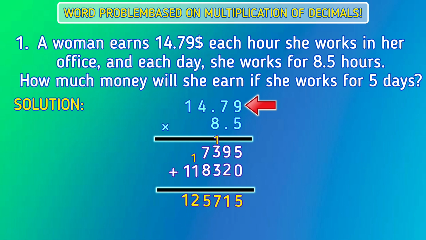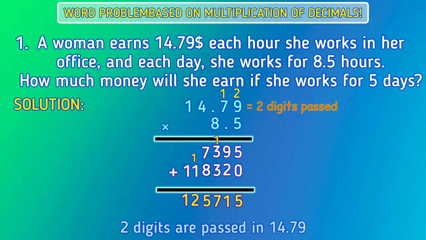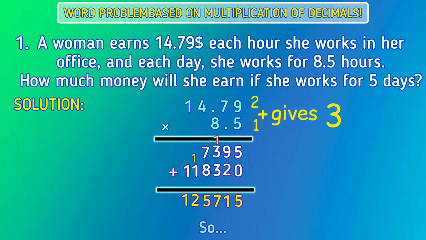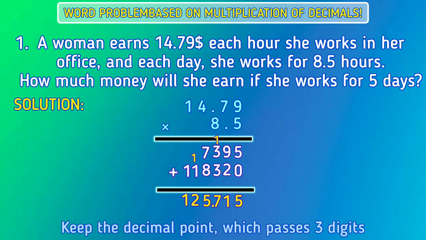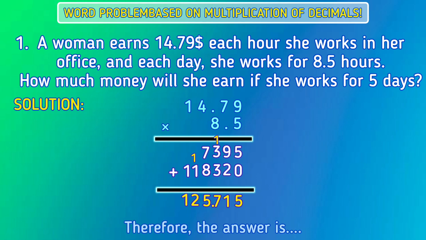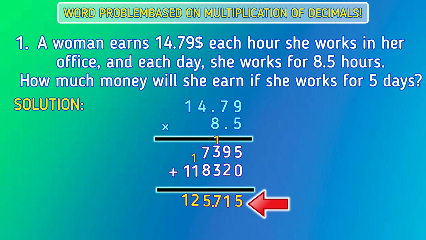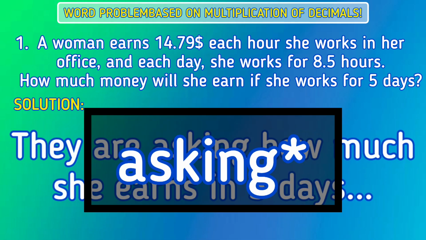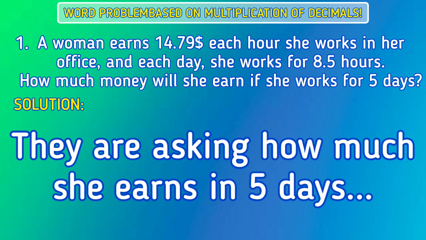Let's see the question. 14.79 and 8.5. Two digits are passed in 14.79 and one digit is passed in 8.5. 2 plus 1 gives 3. So in 125,715, keep a decimal point which passes 3 digits. There, it will go in between 5 and 7. Therefore, the answer is 125.715. So it's clear that the woman earns $125.715 each day.